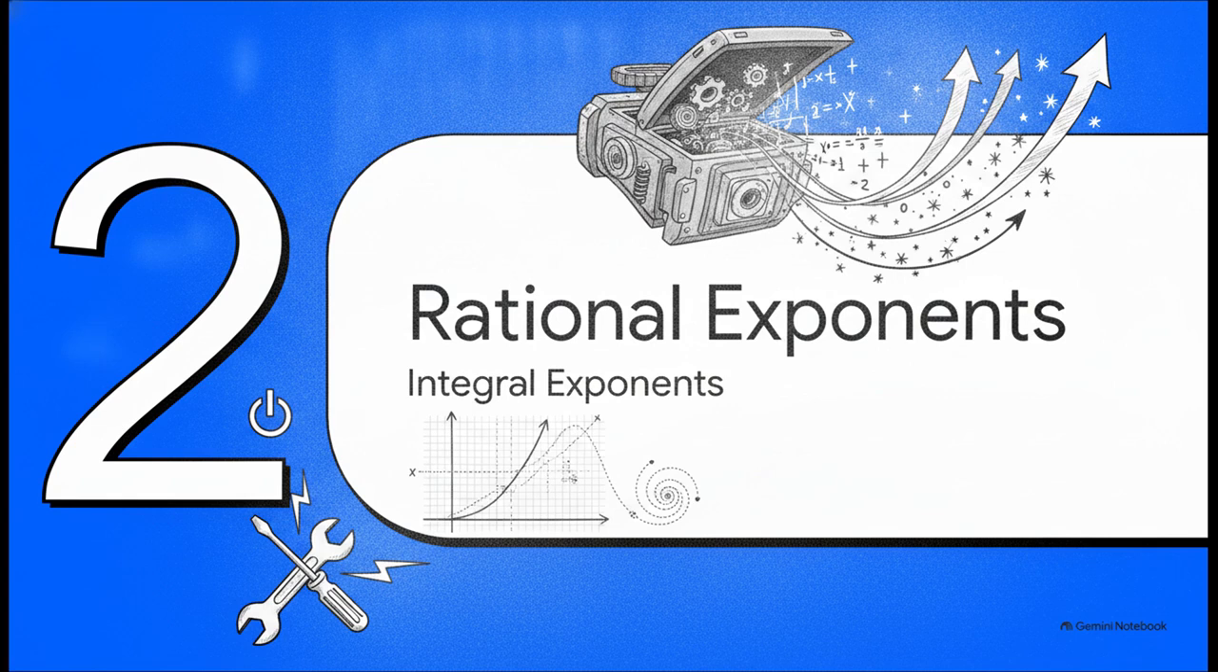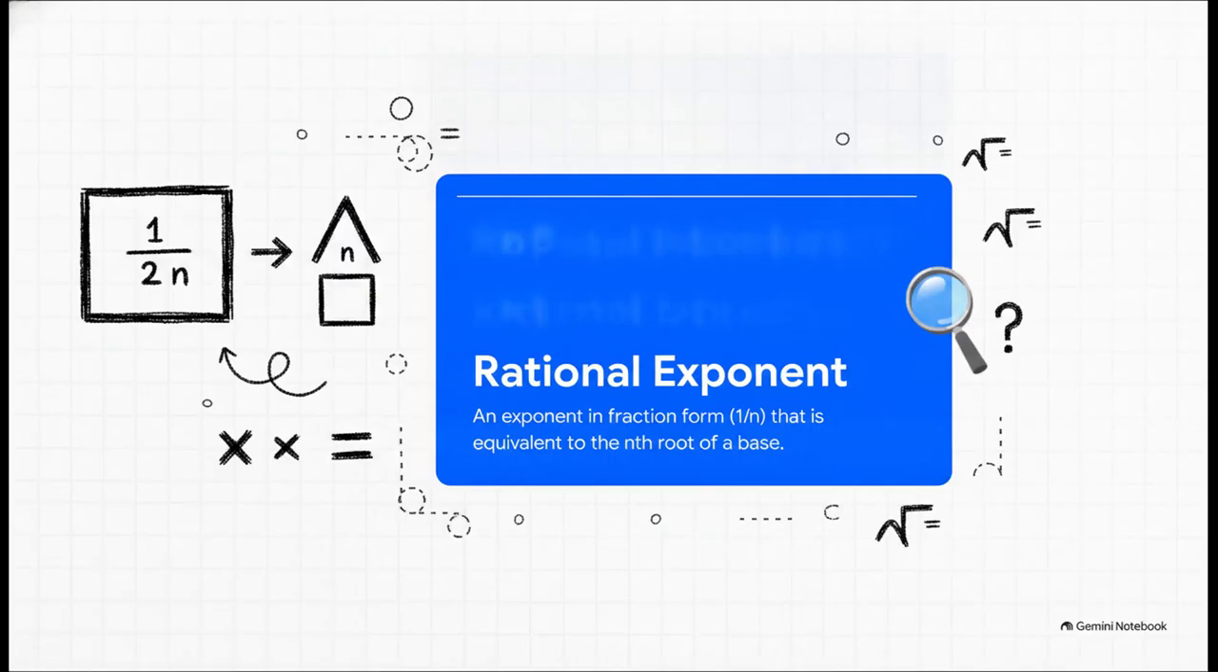Section 2. Integral and rational exponents. So, what actually is a rational exponent? The crucial point to remember here is that a rational exponent, which is just an exponent written as a fraction, like 1 over n, is really just asking a question. It's asking, what number, multiplied by itself n times, gets you the base? Whenever you see a base number raised to a fraction, it is perfectly 100% equivalent to taking the nth root of that base. Once you realize it's just a root in disguise, working with these expressions suddenly becomes incredibly intuitive.